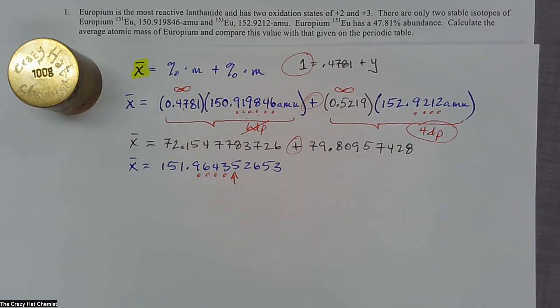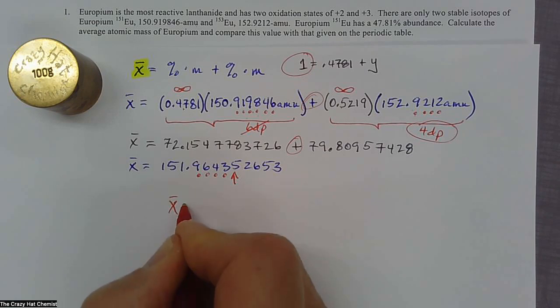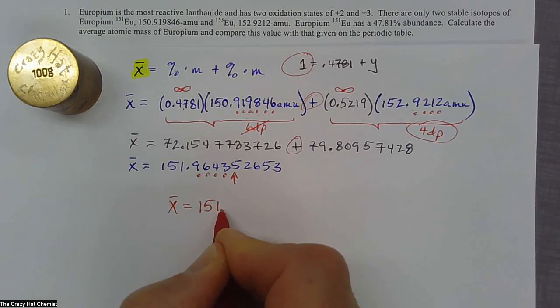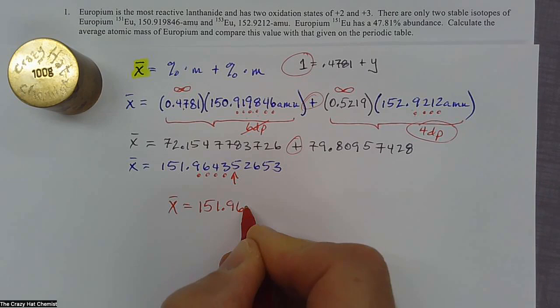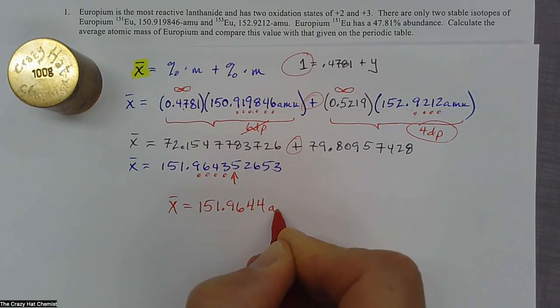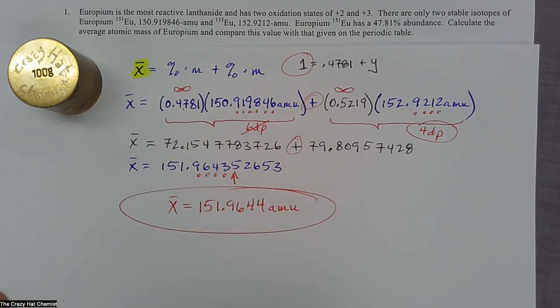That means I am rounding with that 5. So I'm going to round this. I'm going to get the average atomic mass, and that's 151.9644 atomic mass units. This is my answer.